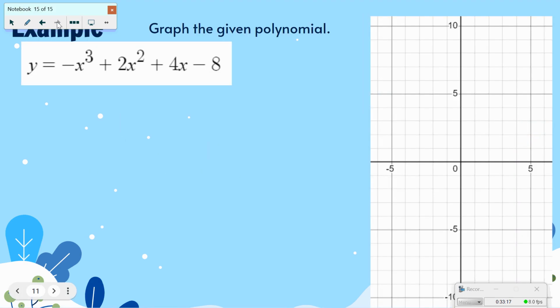Why don't you guys take a moment, jot down our given polynomial, and looking at that function, what are some characteristics that you know your graph will have?